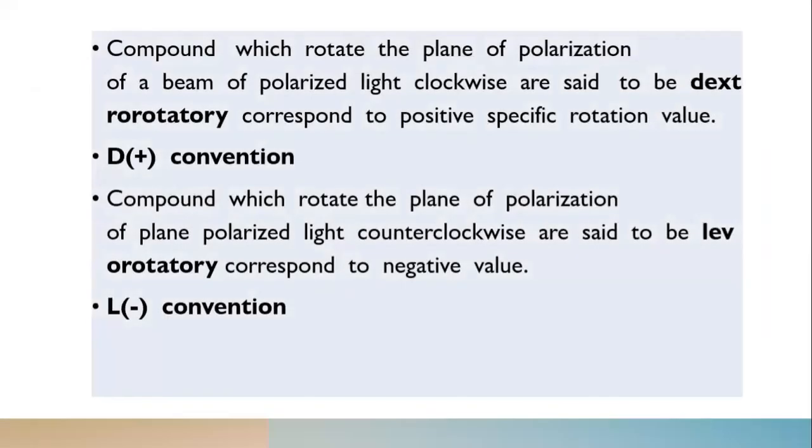Compounds which rotate the plane of polarization of a beam of polarized light clockwise are said to be dextrorotatory, corresponding to a positive specific rotation value, D positive convention. Compounds which rotate the plane of polarization of plane polarized light counterclockwise are said to be levorotatory, corresponding to a negative value, L negative convention.